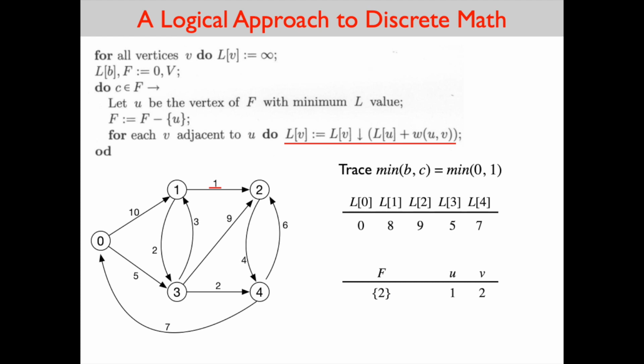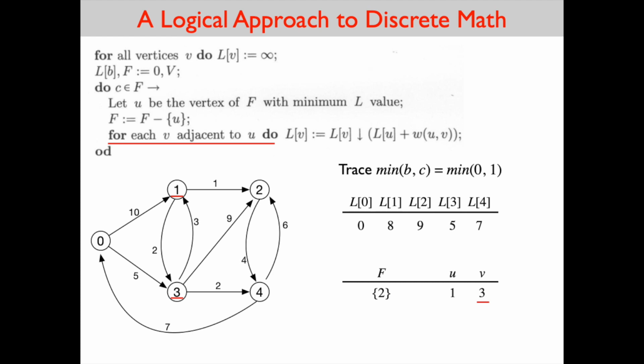Now, what other vertex is adjacent to vertex 1? Well, as shown in this slide, it's vertex 3. And what is the cost of the edge from vertex 1 to vertex 3? It's 2. And so now what's going to change in the body of the for statement? L sub V, which means L sub 3 is going to change. What's the current value of L sub 3? It is 5.